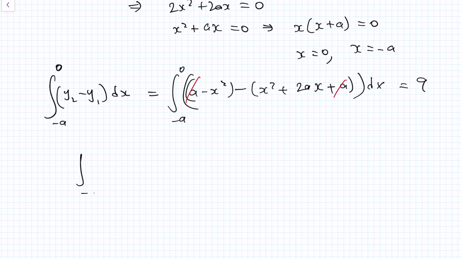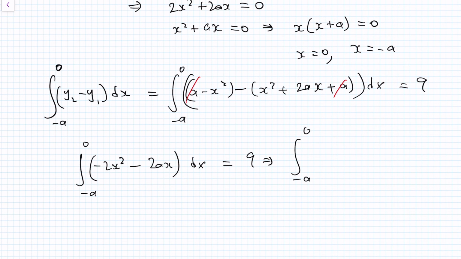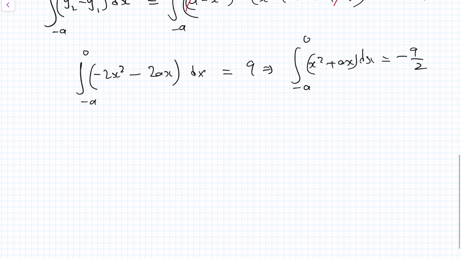So this will boil down to the integral from minus a to 0 of minus 2x squared minus 2ax dx is equal to 9. That implies the integral from minus a to 0 of x squared plus ax dx is equal to minus 9 over 2, dividing both sides by minus 2. So now let's do the integral: x cubed over 3 plus ax squared over 2, from minus a to 0, is equal to minus 9 over 2.